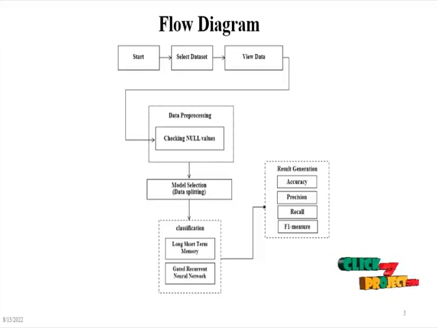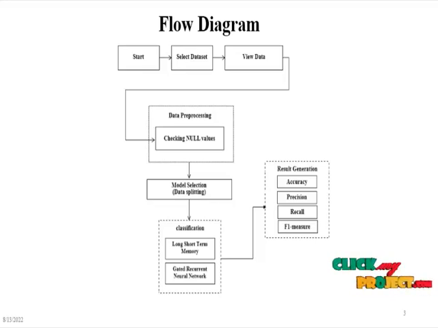The CWRU dataset contains the type of fault bearings. After that it is applied to data preprocessing. In data preprocessing we are going to clean our dataset, for example checking the null values in our dataset. After that it proceeds to model selection, where we split our dataset into training dataset and testing dataset.